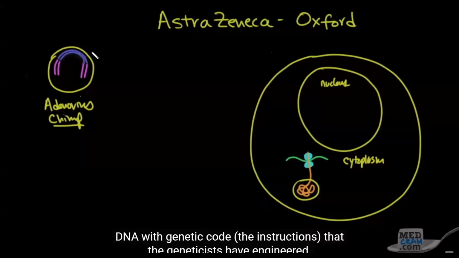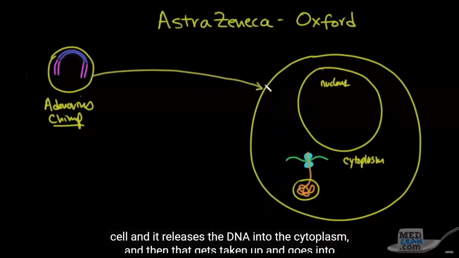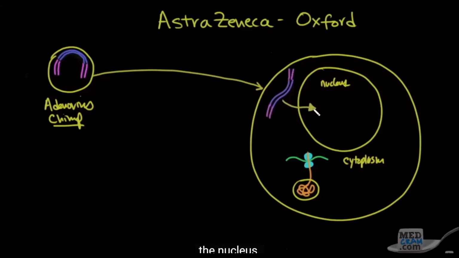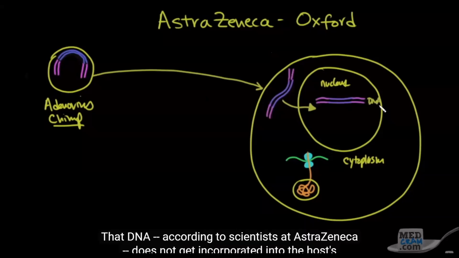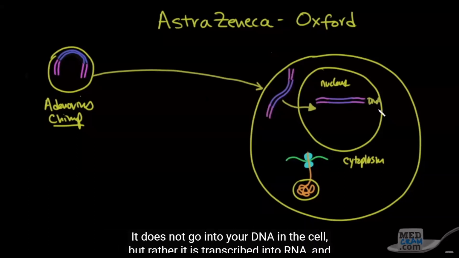geneticists have engineered. And so what happens when you deliver this adenovirus in the vaccine, it goes into the cell and it releases the DNA into the cytoplasm. And then that gets taken up and goes into the nucleus. That DNA, according to scientists at AstraZeneca, does not get incorporated into the host's genome. It does not go into your DNA in the cell, but rather it is transcribed into RNA.